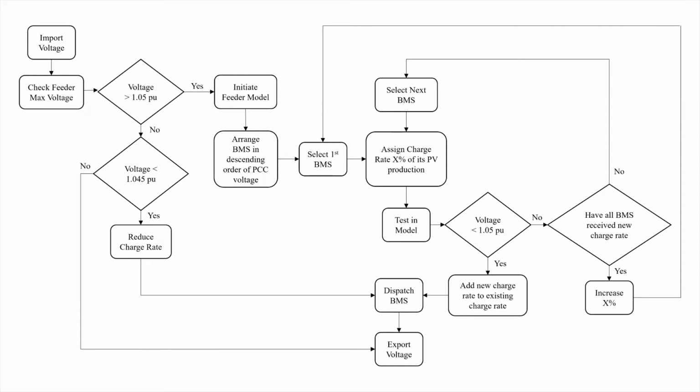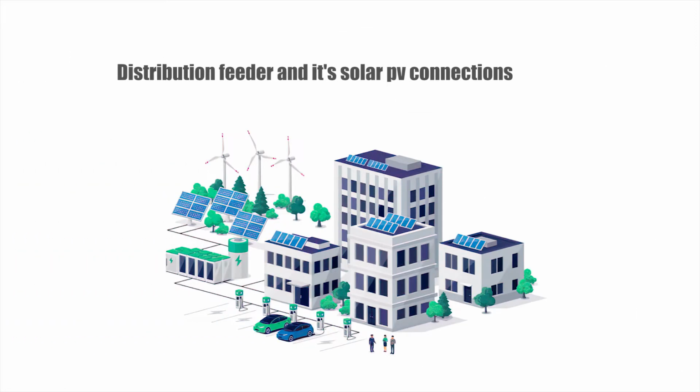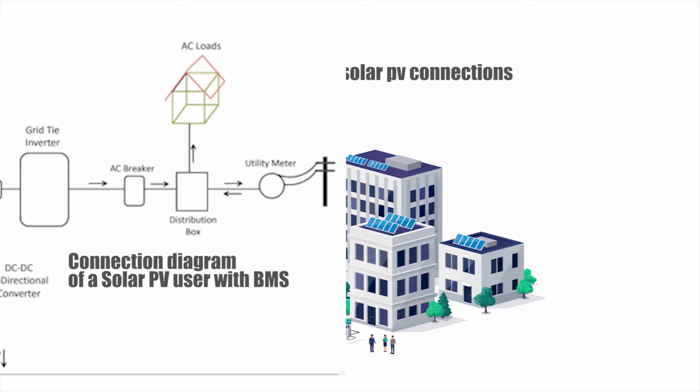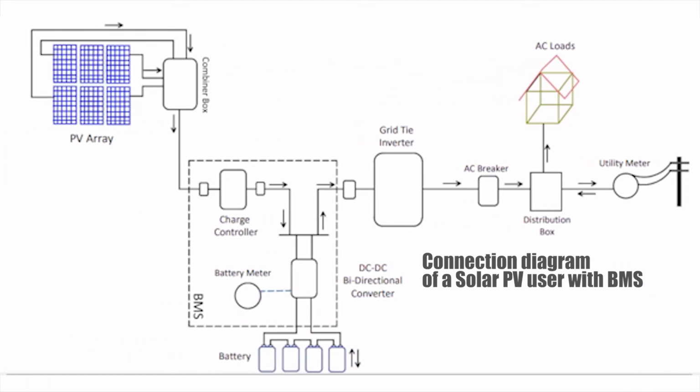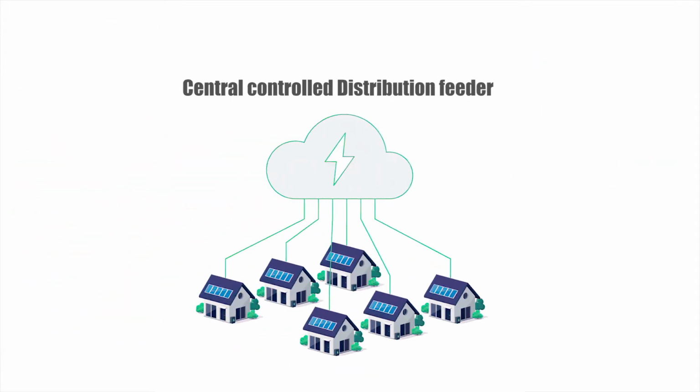It has been decided that for any voltage below 1.045 pu, dispatch charge rates should be decreased, and if voltage is sustained below 1.045 pu, the battery should start to discharge. Our control strategy is used when there are many grid-tie solar PV customers in a particular feeder. The consumer connection diagram shows how the control strategy is physically implemented. Ultimately, all BMSs will be connected to the central control.